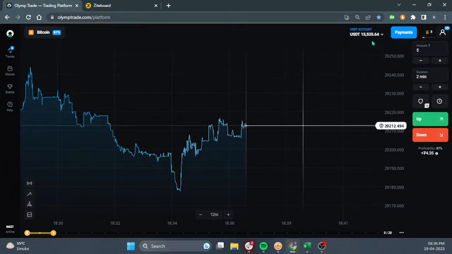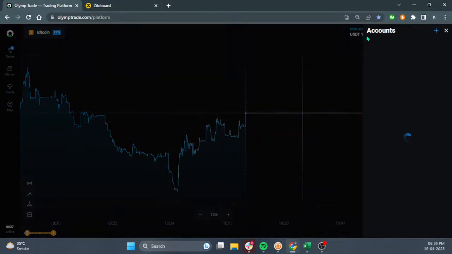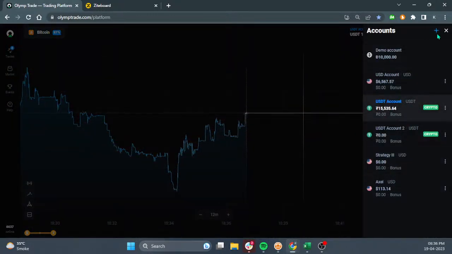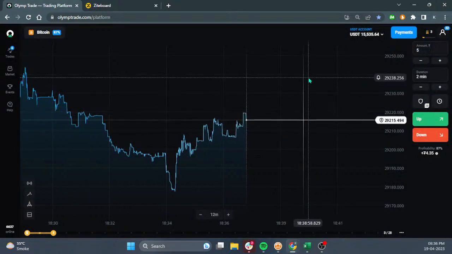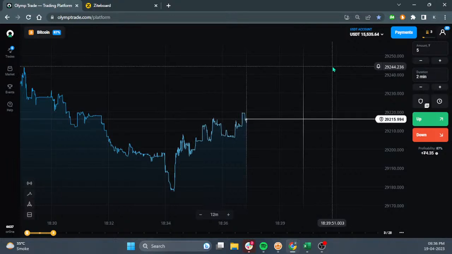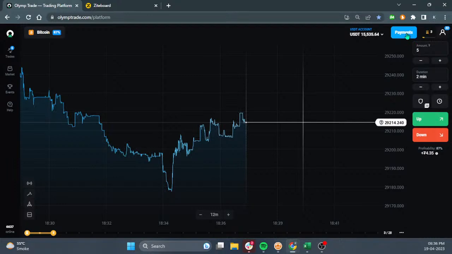Afterwards, on the right hand side, this is the USDT account. If you have multi accounts like me, you will find all the multi accounts in a list format over here like this. Okay. Afterwards, whenever you want to know any information about deposit, withdrawal, transactions, transfer, you will find all the information under this blue box of payments.